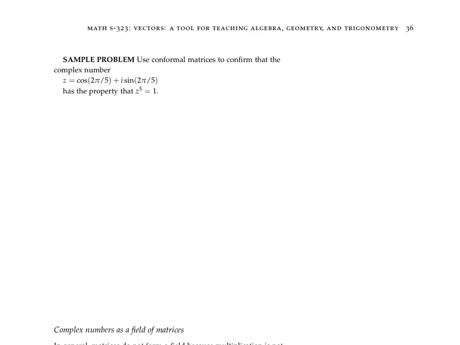Here's another sample problem using conformal matrices to represent complex numbers. Use conformal matrices to confirm that the complex number has the property that z to the 5th is equal to 1. Well, let's put this all together. Note that a in this situation is equal to cosine 2 pi over 5. And b is equal to sine 2 pi over 5.